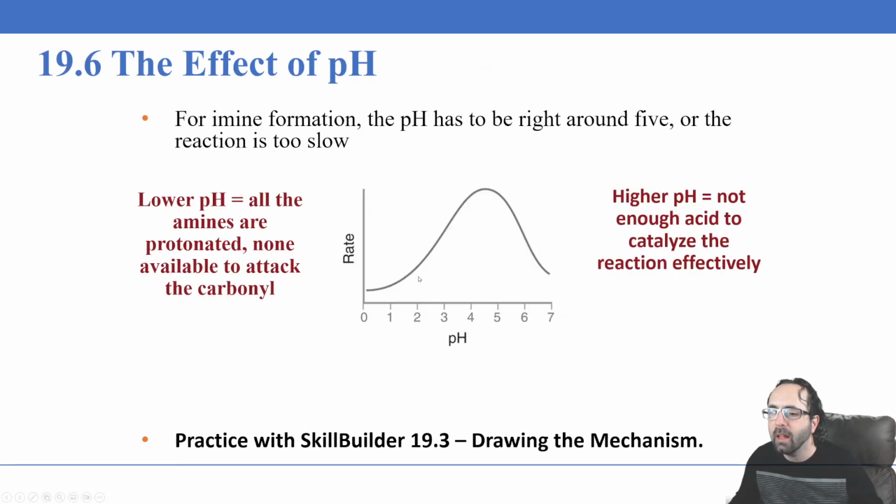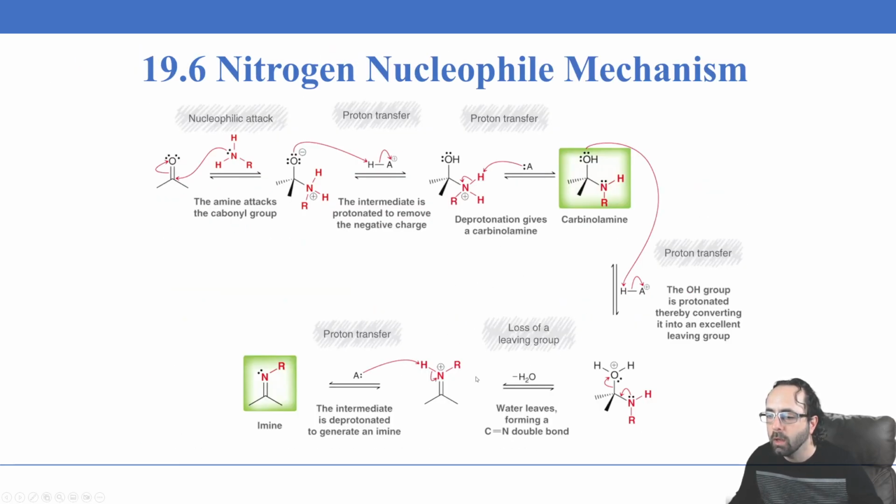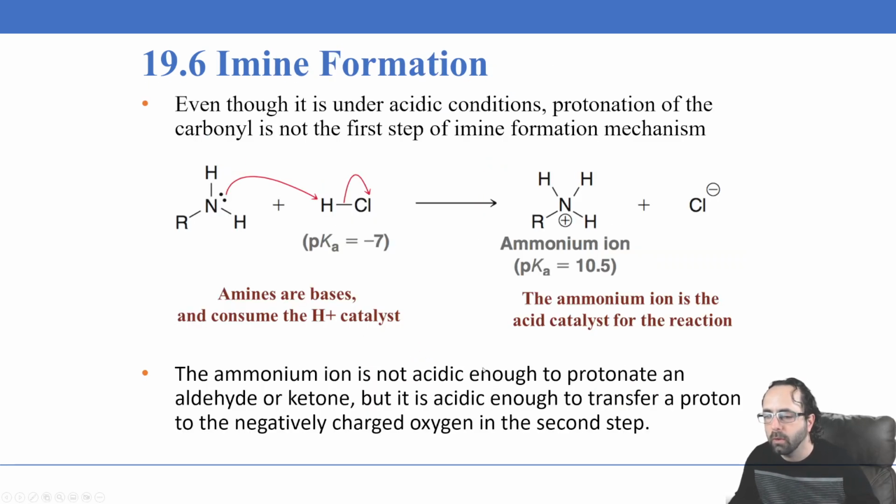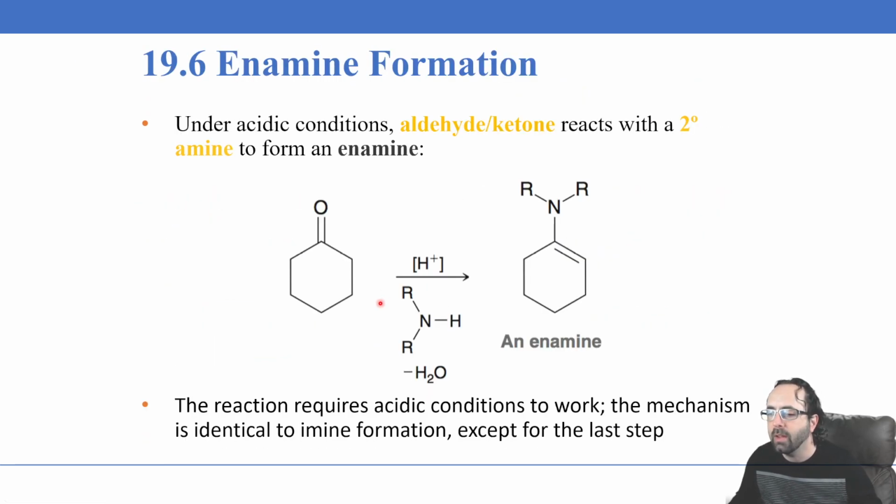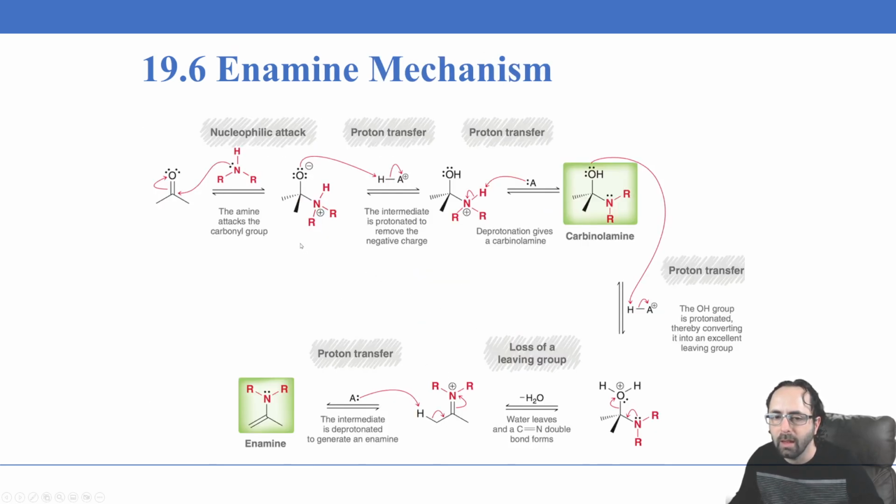Now, if we go back to the mechanism here, notice that the last step is a deprotonation of this nitrogen. But what if there was no proton there? That's what occurs if you have a secondary amine. If you have a secondary amine, you're going to have a little bit different reaction. You're going to get a different product. You're going to get an enamine instead of an imine under the same conditions. And this is because of that last step that I referred to. Remember, that last step was a deprotonation of the nitrogen. Well, what if there's no proton there? So let's take a look at that now.